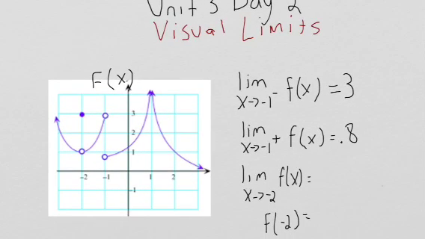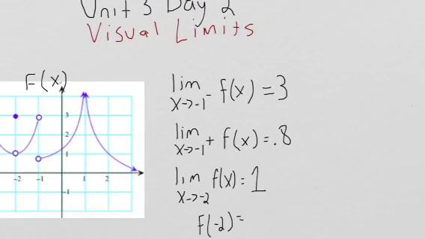Let's keep going. So remember this notation, limit as x approaches -2, right? Well, that means we're going to approach from both sides. So we're going to approach -2 from the left and from the right and see what we're approaching. In this case, we're approaching the same thing. It seems like we're approaching 1. So we can say the limit as x approaches -2 is equal to 1.